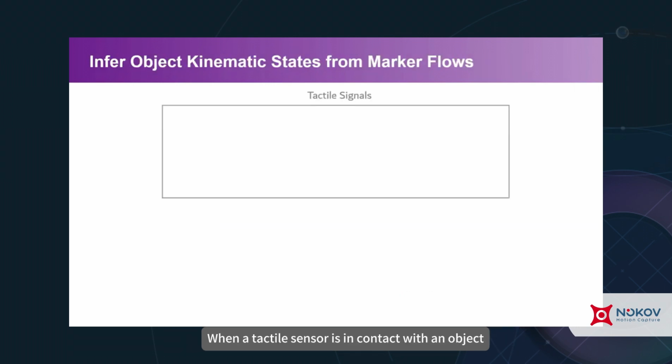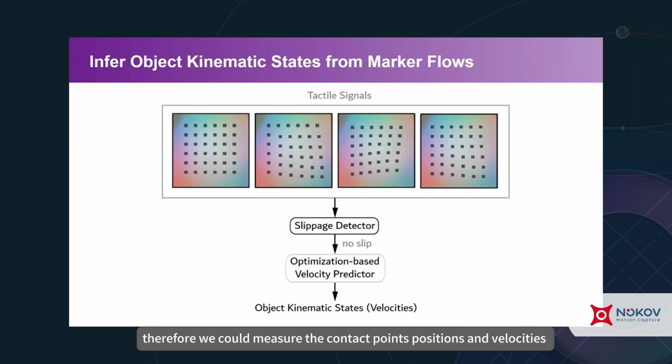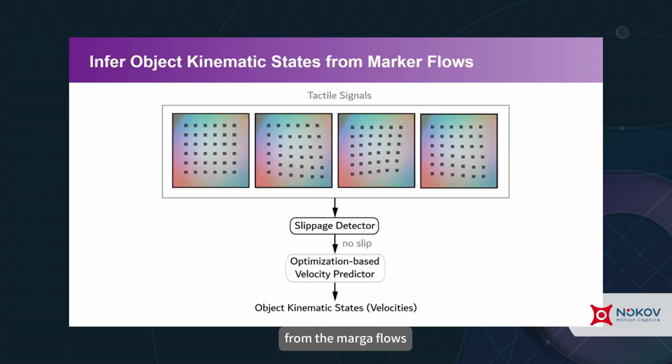When a tactile sensor is in contact with an object, the contact area of the sensor surface sticks to the object and moves simultaneously before a slip occurs. Therefore, we could measure the contact points' positions and velocities from the marker flows. Then we could estimate the object velocities using a kinematic optimization strategy.